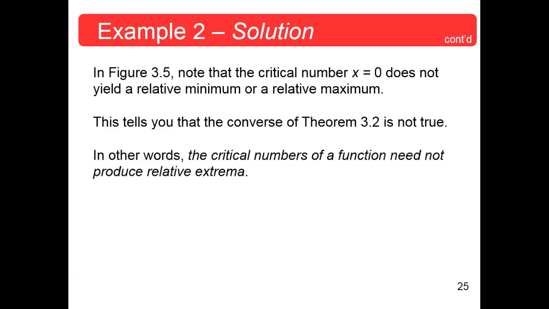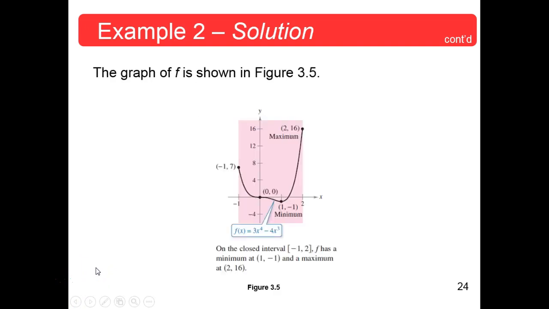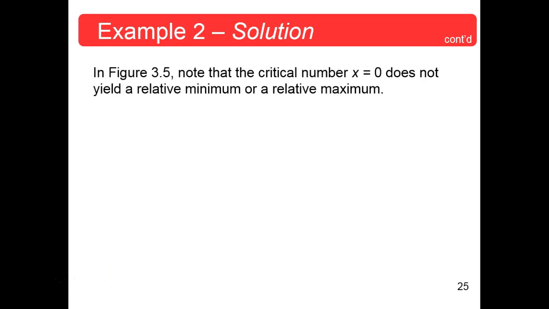In other words, critical numbers of a function need not produce relative extrema. If it's a relative extremum in the interior, it's got to be a critical value, okay? But the critical number doesn't guarantee you're going to have a relative extremum. Whoa! Can it be that that's the last thing they do in the section? There are two more examples. Let's hit those. I think that'll be our best place to do it.